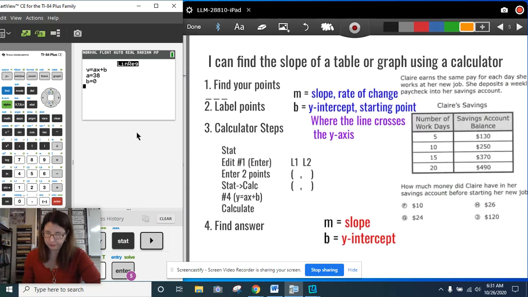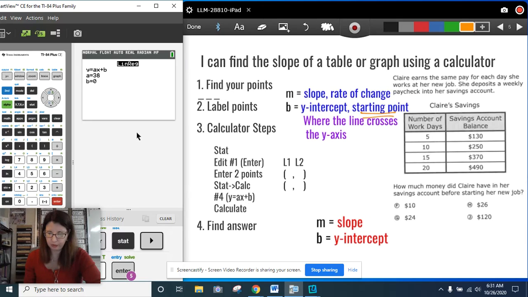Last one. Claire earns the same pay each day she works at her new job. She deposits a weekly paycheck into her savings account. How much money did Claire have in her savings account before starting her job? That doesn't sound like a per each or every. So I'm looking for my starting point. This is my X, this is my Y. So that means my points go horizontally.